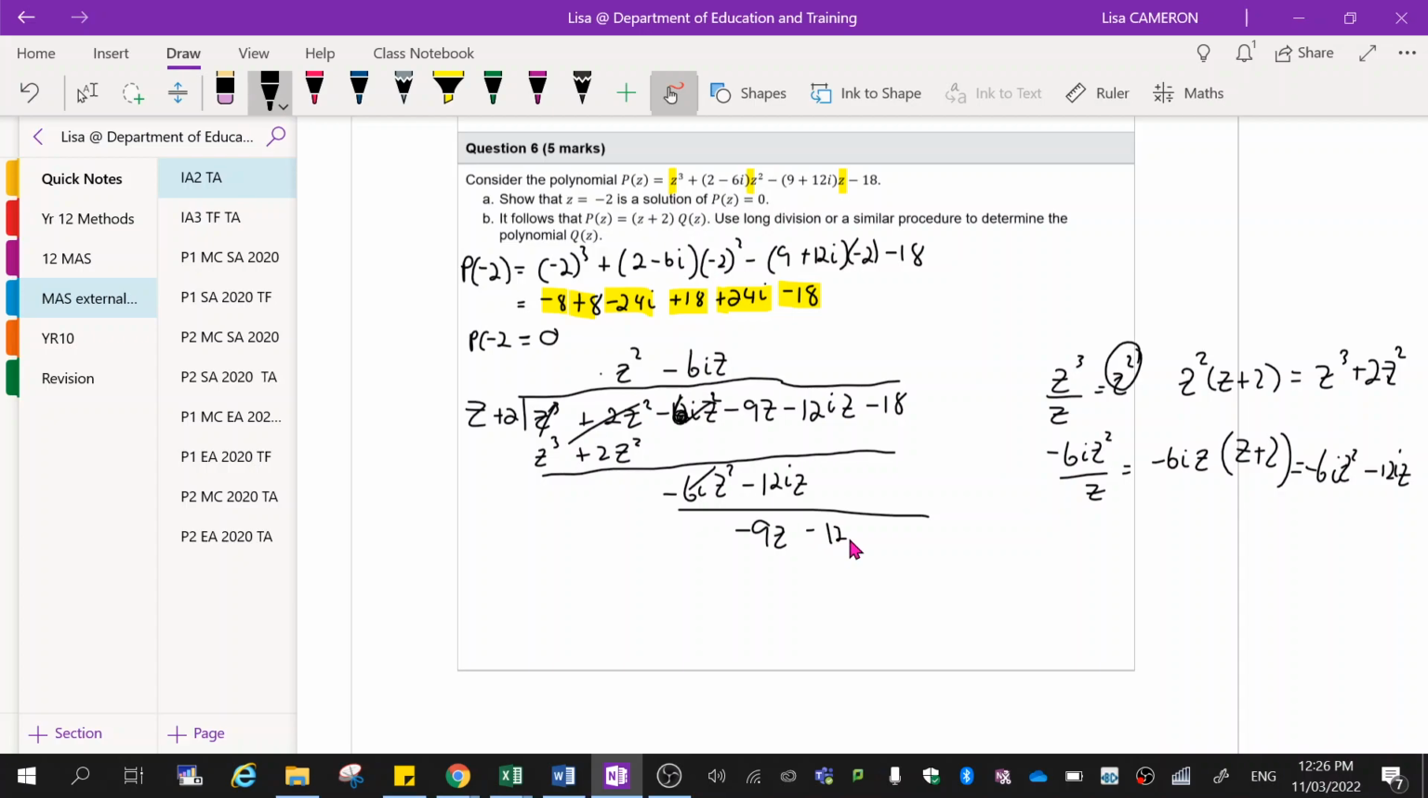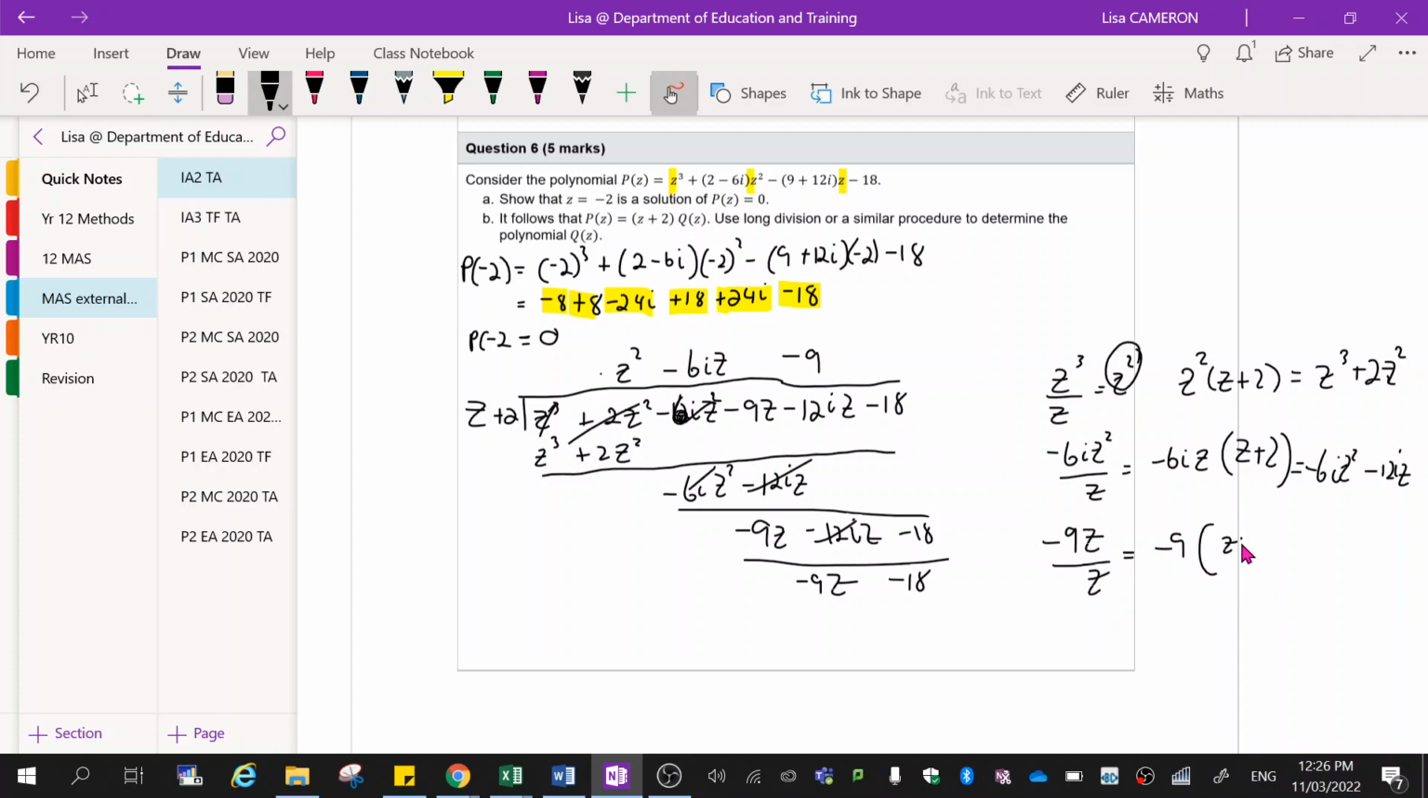Okay, and then we've got the minus 12iz minus 18. Okay, and then over here we minus the 12iz. Oh, okay, yep. So that one is going to cancel out that one. And that leaves me with just minus 9z, and then we've got the minus 18. Okay, so now we're going to take that minus 9z, divide it by z, and work out that we're left with minus 9. So minus 9 is the next thing that goes up here.